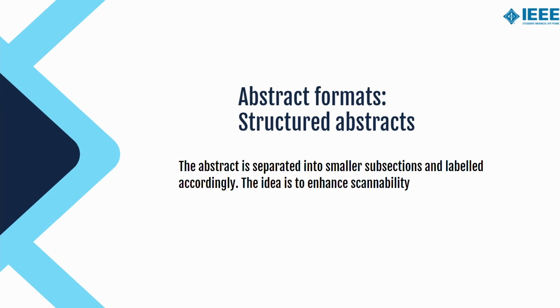The next abstract format, which we will be discussing, is structured abstracts. Structured abstracts are a relatively new format for scientific papers, originating in the late 1980s. Basically, you just separate your abstract into smaller subsections and label them accordingly. The idea is to enhance scalability. For example, if readers are only interested in the methodology, they can skip right to the methodology. The actual writing of structured abstracts, though, is more or less the same as traditional ones. Unstructured abstracts are still the convention though, so double check beforehand to see which one is preferred.